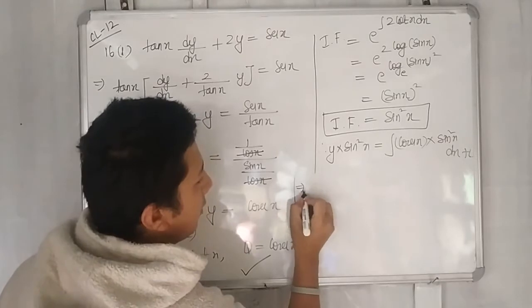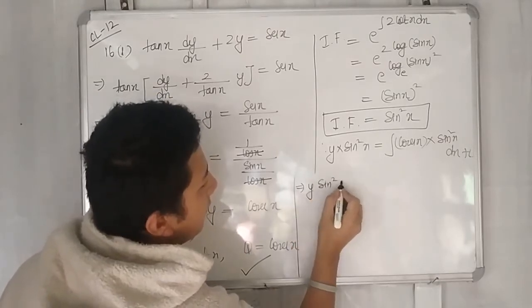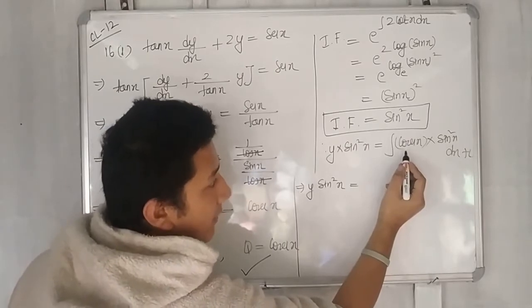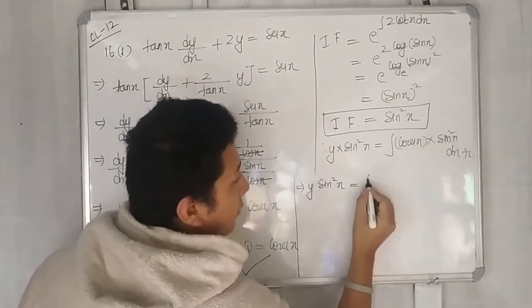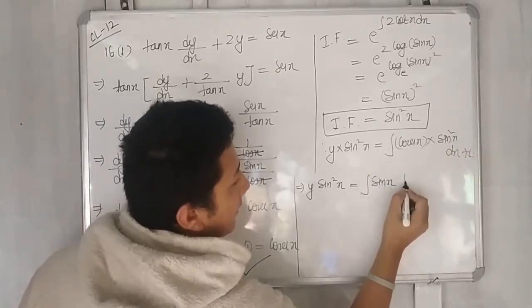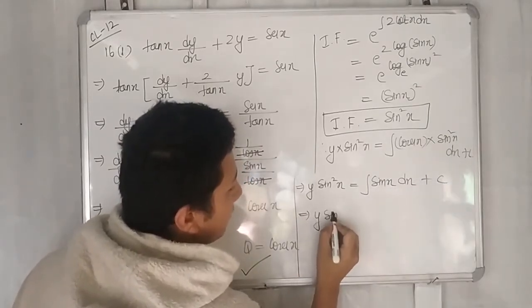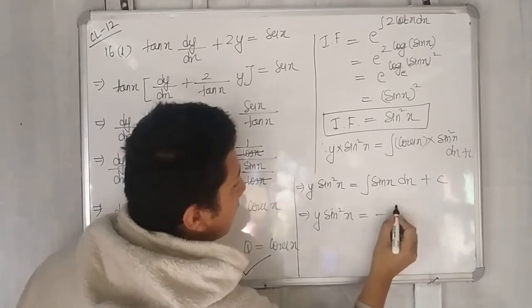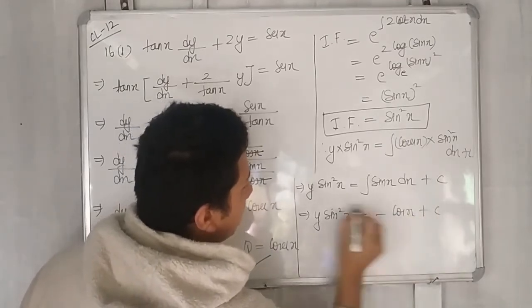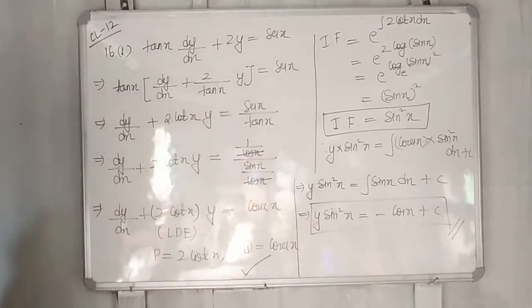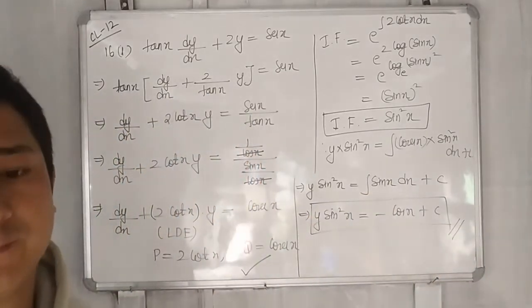So therefore this will be y sin square x is equal to, cosec means 1 by sin. So 1 by sin and square gets cancelled out, so only integration of sin dx plus c. Therefore this will be y into sin square x is equal to minus cos x plus c, which is going to be your answer. So please pause the video and note it down properly.